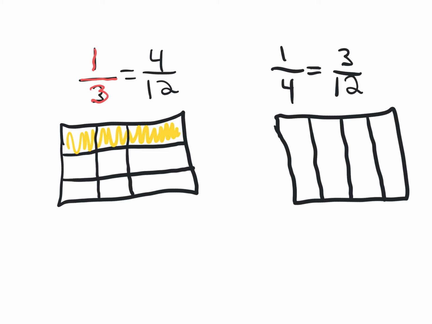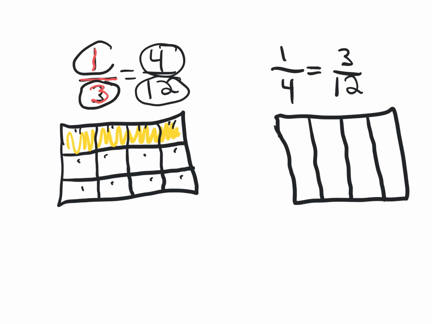1, 2, 3. So let's count our boxes now. We have 1, 2, 3, 4, 5, 6, 7, 8, 9, 10, 11, 12. We have 12 equal boxes, and look how many are shaded in still. 1, 2, 3, 4. So out of 12 boxes, 4 are shaded in. Before we added those 3 lines, there was 3 equal boxes with 1 of them shaded in. So this kind of proves that these are equal.